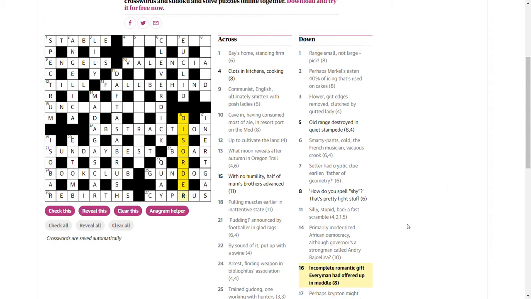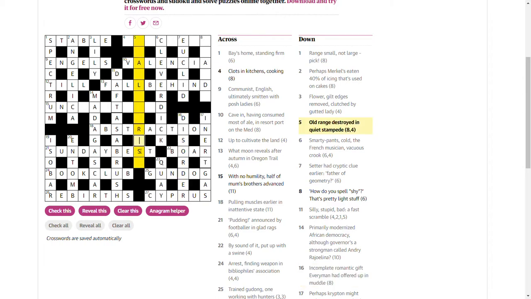So we've got incomplete romantic gift every man had offered up. Red rose and eyed. Very good. See, that's the sort of one I would never get from the wordplay. No, you just have to blunt force it.